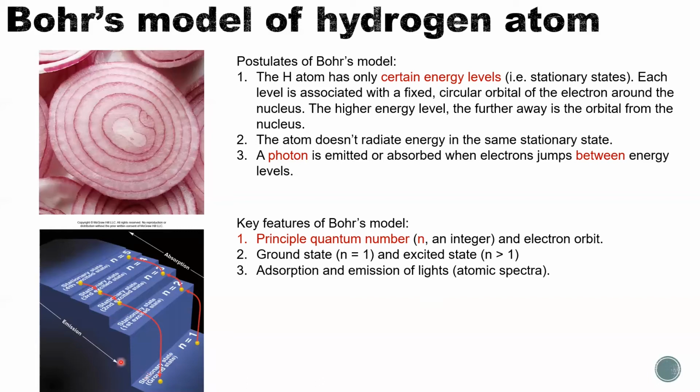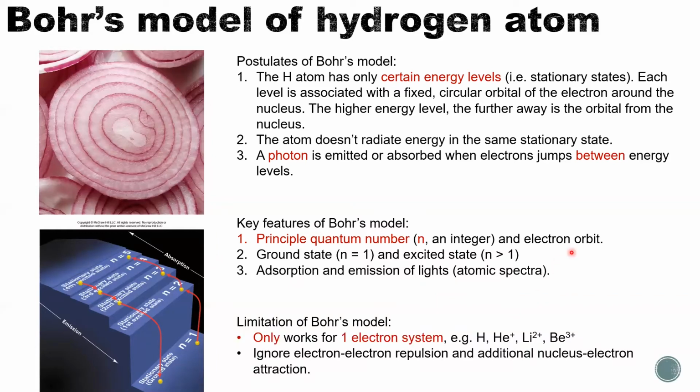And that gives you the atomic spectrum. Okay, and we can also use Bohr's model to explain the atomic spectrum very well. However, there are some limitations of Bohr's model. First, it only works for one electron system.